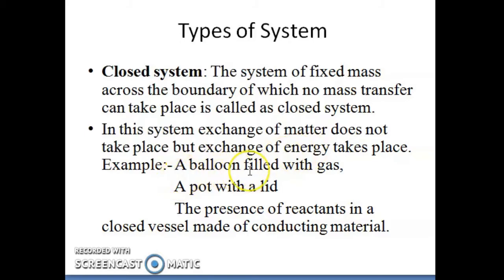For example, a balloon being filled with gas, or a pot with a lid, or in simple terms, a reactant in a closed vessel made up of conducting material. We call that a closed system.